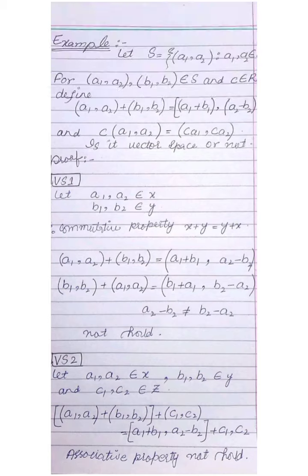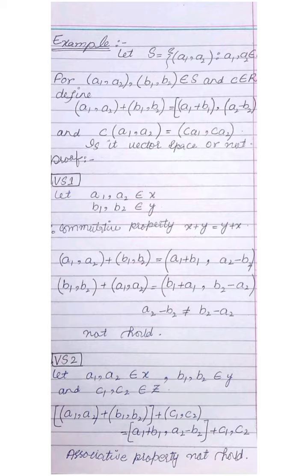So here is our first example. In this example, S is equal to (a1, a2), which are elements of real numbers, and let (a1, a2) belong to x, (b1, b2) belong to y. First we have to prove the commutative property, which is x plus y is equal to y plus x. Addition is defined here as a1 plus b1, which is the first element, and a2 minus b2, meaning subtract the second from the first. Multiplication is defined usually.